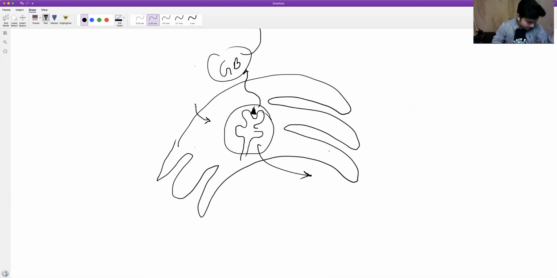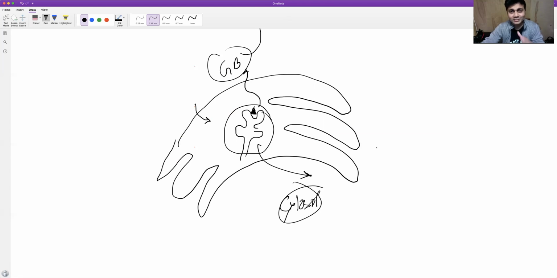What happens to this MHC class 1 molecule if it is not going to the Golgi bodies? Sorry, I said gallbladder, but GB is Golgi bodies. If it is not going to the Golgi bodies, it is not going to the cell surface. So what happens?